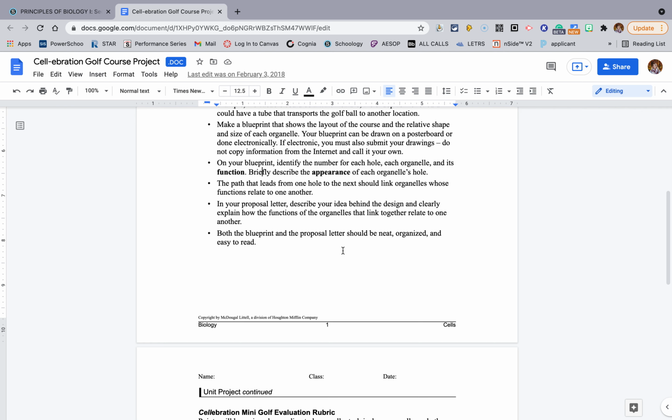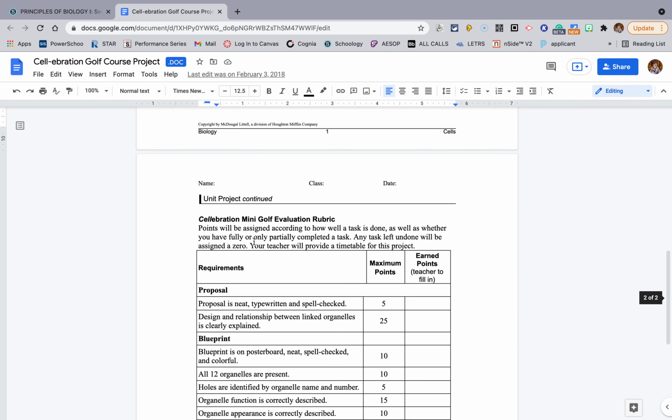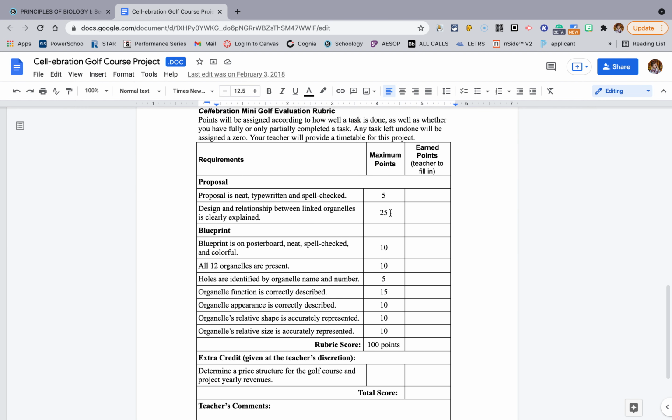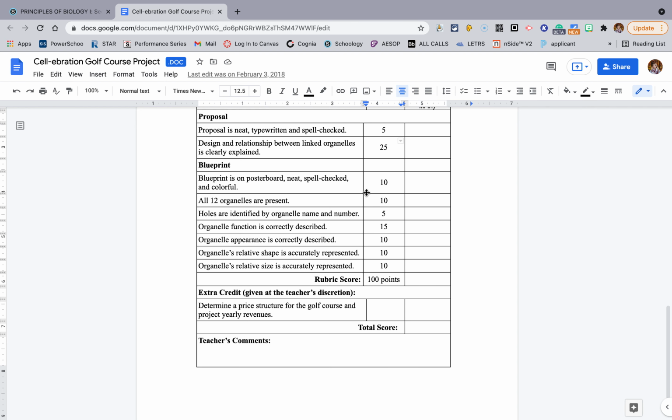Both the blueprint and the proposal letter should be neat, organized, and easy to read. Okay, so that's all of the instructions. If you scroll down, you'll see exactly where your points are going to go. So for the proposal, if it's neat, typed, and spell checked, there's 5 points. Please make sure you have your name on everything. The design and relationship between linked organelles is clearly explained. That's a huge chunk of points right there. Okay, huge chunk of points. It's 25% of the points.